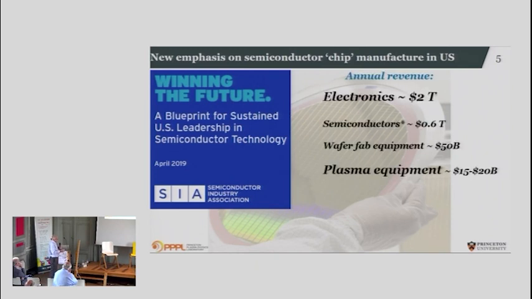In terms of annual revenues, the electronics industry as a whole is about $2 trillion per year. The semiconductor industry, which has experienced, as I note here, about 7% growth per year since 1988, is on the order of about $500 billion, and it's going up, thought to be close to $1 trillion by the end of the decade. To make semiconductors, you need a lot of sophisticated equipment, the wafer fab equipment. That's an industry that's about $50 billion per year. And plasma equipment, which I'll talk about today, is a substantial portion of that industry.